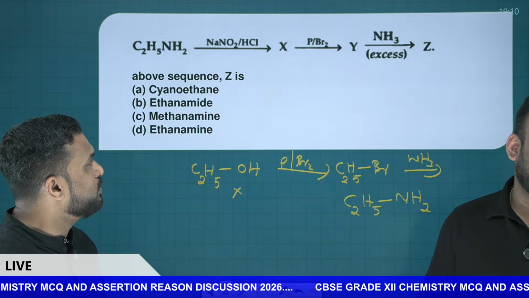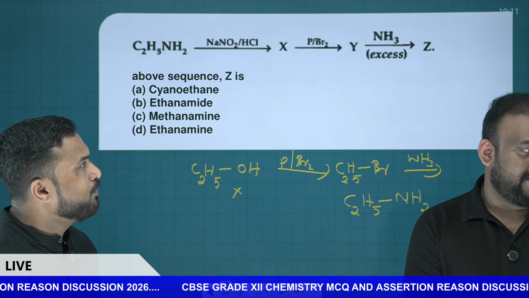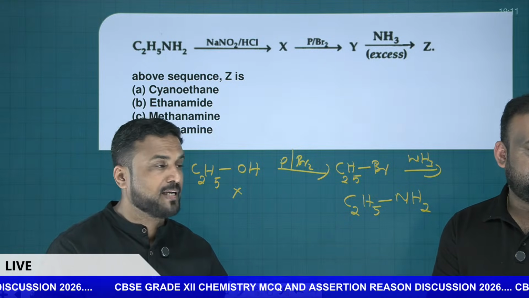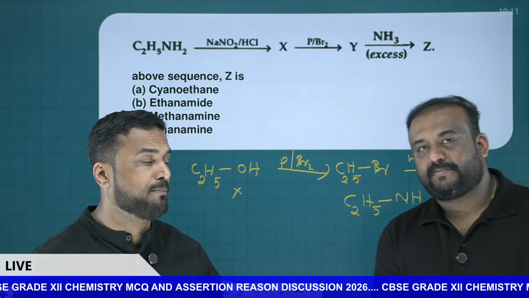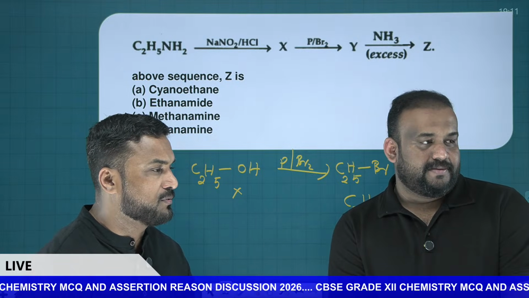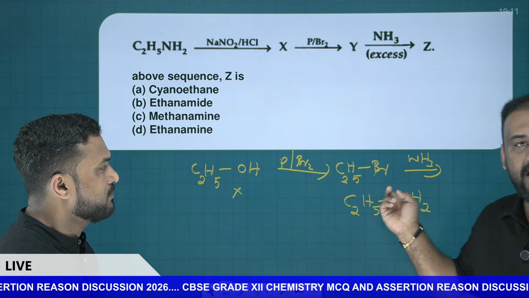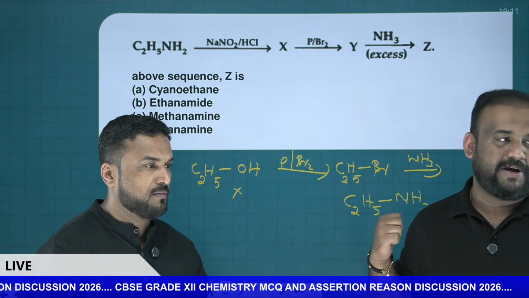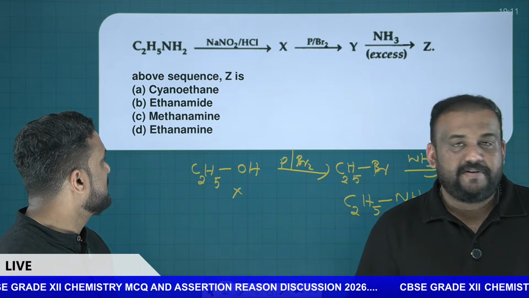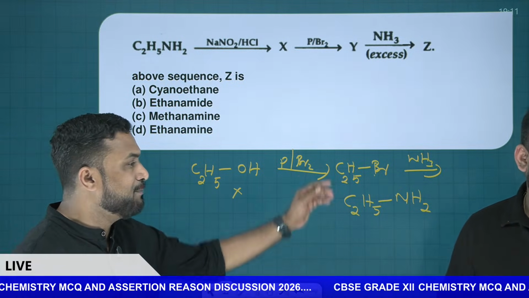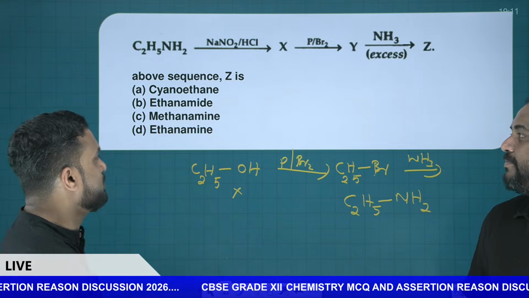It is not amide, it is ethanamine. Ammonia and heat with a carboxylic acid, only then amide will come. Don't get confused. Also in the last step, when you treat a halide with ammonia in excess, you get a primary amine. But if you take the halide in excess, you get a mixture of different types of amines. Here a mixture would come, but in the options there is no secondary and tertiary amine. That is why we are going for option D.